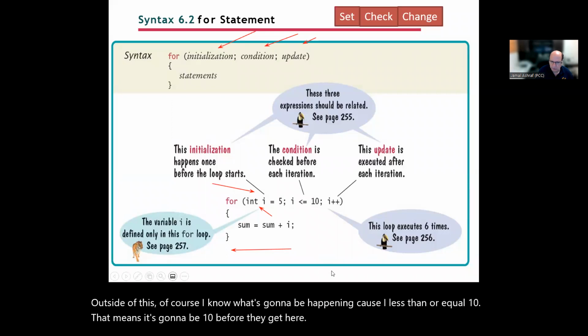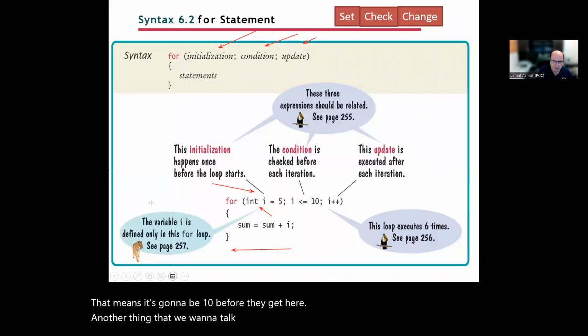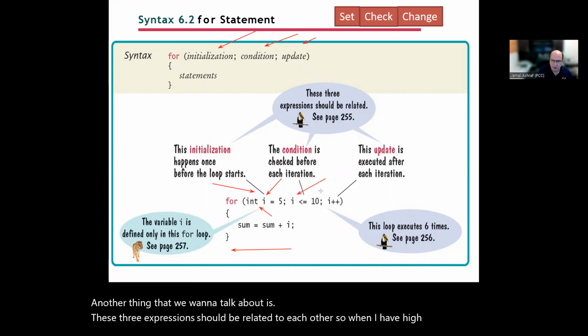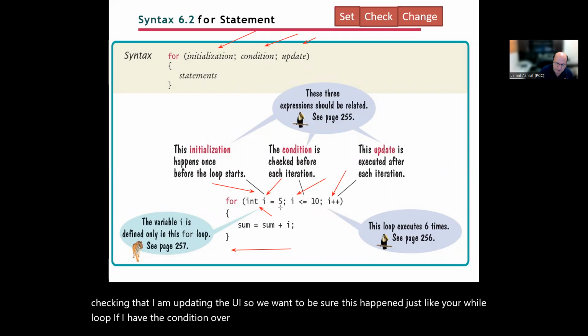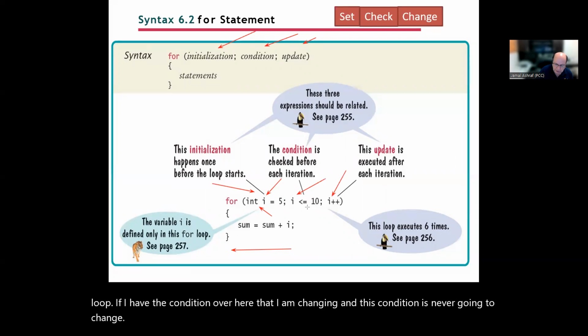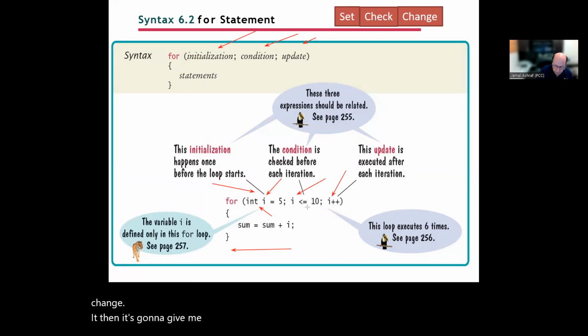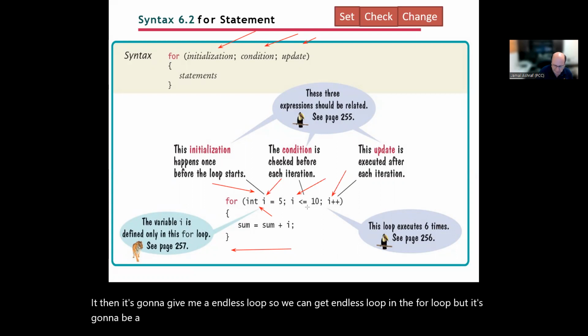Another thing that we want to talk about is that these 3 expressions should be related to each other. So when I have i equal 5, I'm checking the i and I am updating the i. We want to be sure this happens. Just like your while loop, if I have a condition that I am changing, and this condition is never going to change, then it's going to give me an endless loop. So we can get an endless loop in the for loop, but it's a lot less likely than with a while loop.